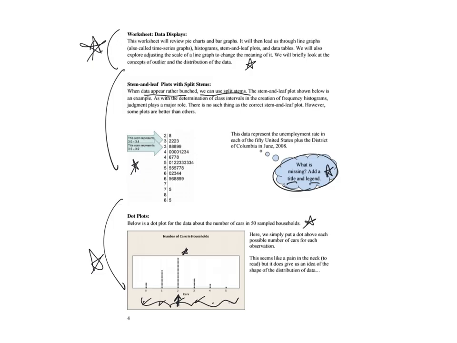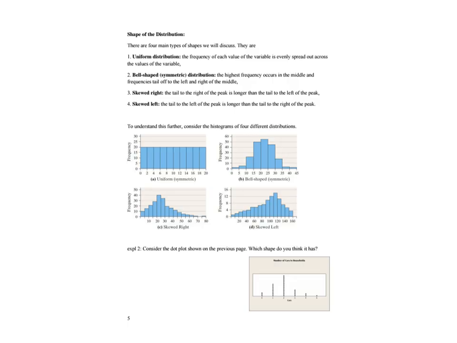But it does give us the shape of the data, which is important, and we're going to see that on the next page. So let's go to that now. We are going to take this idea later on in the semester a little bit further, but right now we're going to talk about four main shapes of data, and that is uniform, bell-shaped or symmetric, skewed right, and skewed left. So let's look at them, and we've got these little pictures of histograms of some made-up data.